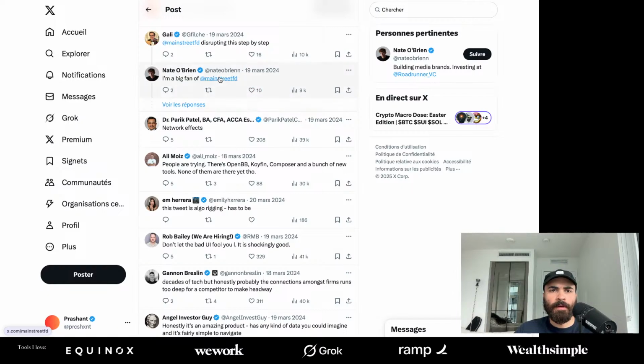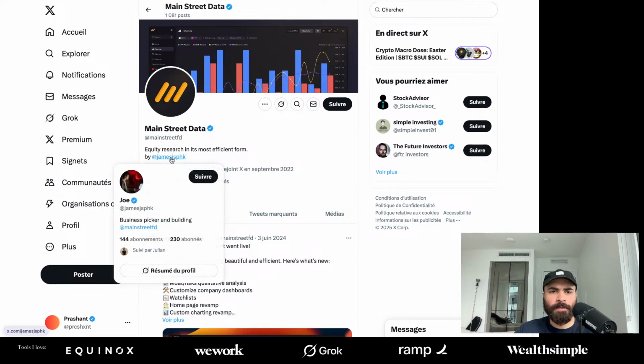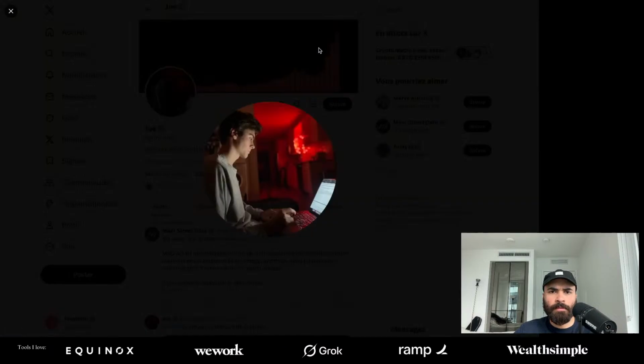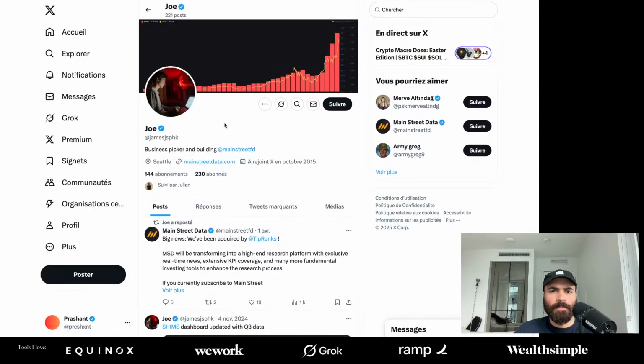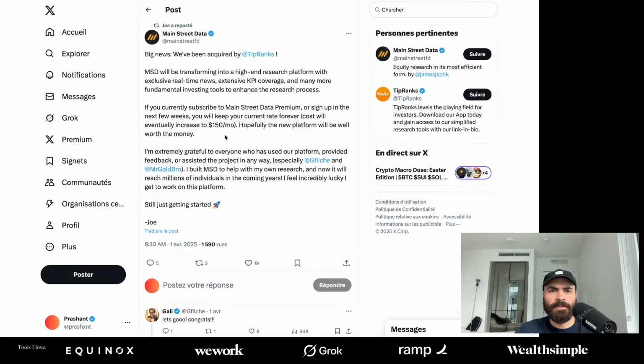I'm a big fan of Main Street. And it's built by James. Business, Picker, and Building. Main Street FD, Seattle. We have been acquired by TipRanks. MSG will be transforming into a high-end research platform with exclusive real-time news, extensive KPI coverage, and many more fundamental investing tools to enhance the research process.